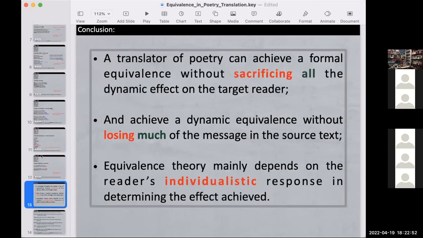So what I wanted to say is that a translator of poetry, of course, poetry is the most difficult type of translation, can achieve a formal equivalence without sacrificing all the dynamic effect on the target reader, and achieve a dynamic equivalence without losing much of the message in the source text. Equivalence theory mainly depends on the reader's individual response in determining the effect achieved. It depends on you and how you will like it.